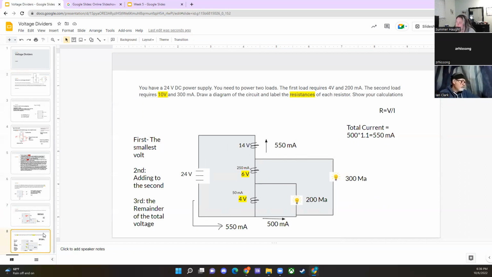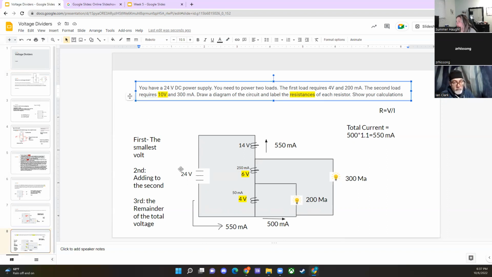So the last problem for this week is a little bit more complicated, but once you get the hang of it, it's not too bad. In this situation, we are given two loads that our voltage has to divide into. To work through how you would design that: just like the last two, it was a 24-volt power supply, so that's our battery voltage here. We were given that we need two loads to be powered.